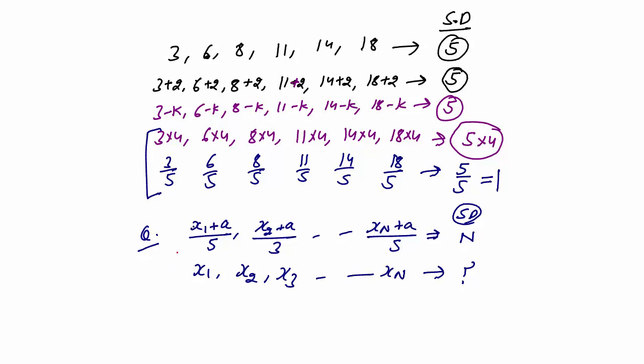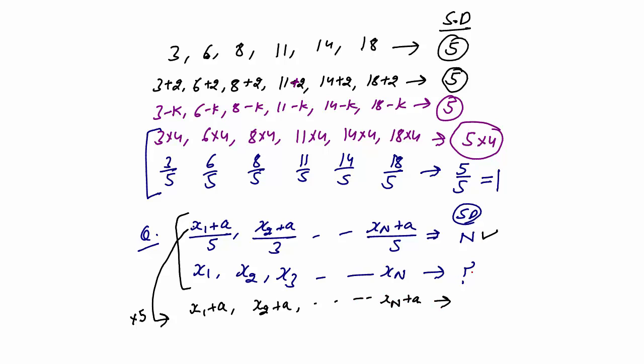Now what kind of question can come? This is the question: (x1 plus a) by 5, (x2 plus a) by 5, up to (xn plus a) by 5. Their standard deviation is given to you as n. You need to find the standard deviation of x1, x2, x3 up to xn. Now what will I do? This is given to me, standard deviation as n. Now I will multiply each term by 5. What will happen? x1 plus a, x2 plus a, and so on up to xn plus a.